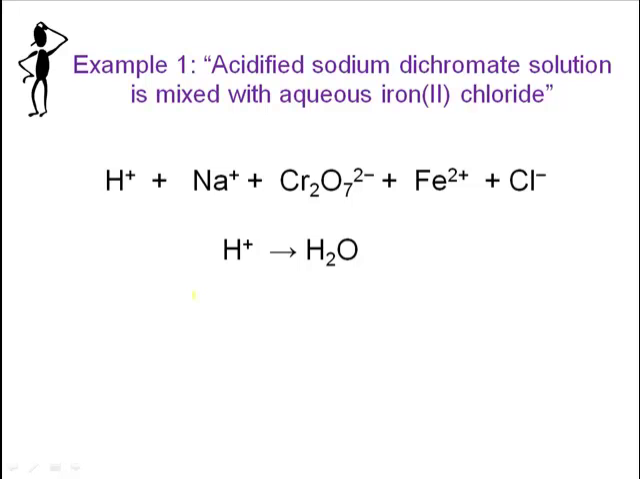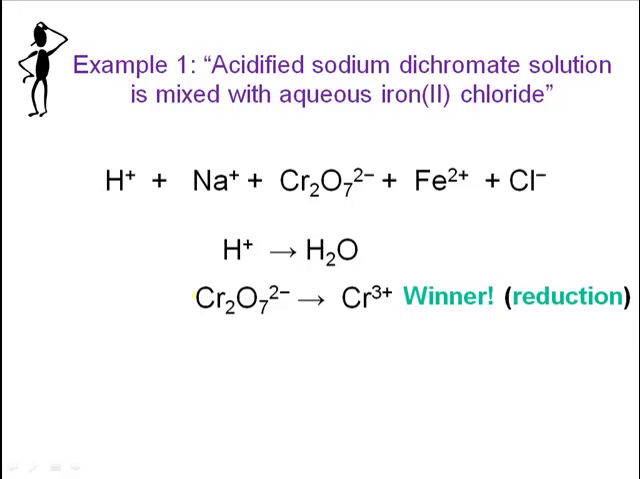One thing we know is the hydrogen is going to go to water. We know our dichromate is going to turn into chromium 3. That is definitely the winner of the two, because it's one of the ones on our list, and it is being reduced. So, winner, then you have to figure out, is it being oxidized or reduced?